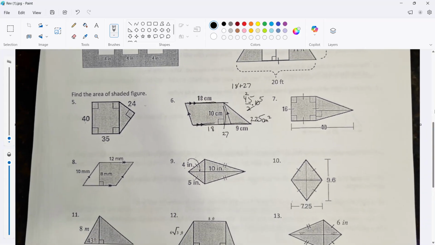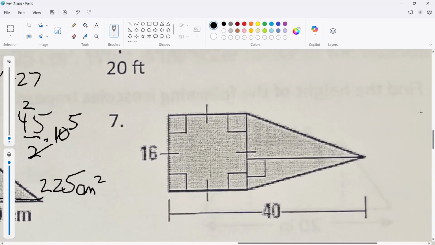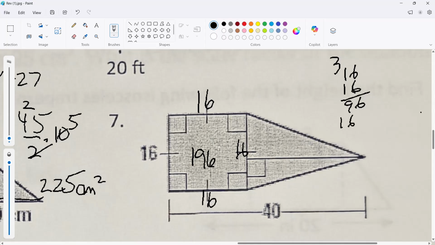All right, number 7. These are all 16. What is 16 times 16? 196? I think so. You can do it on a calculator. Oh, not 196. 256. Uh-oh. 256. 36, 9. 1 times 6, 1 times 1. Yeah, 256. All right. And then if this whole thing is 40 and that's 16, 40 minus 16 is 24.